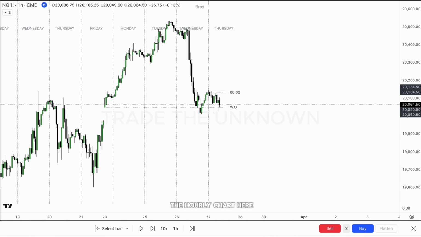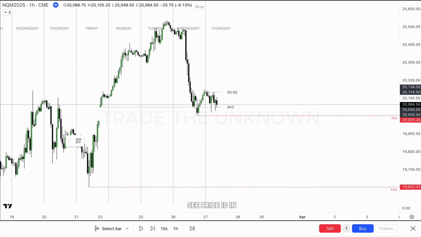So now we're on the hourly chart here, and I just wanted to show you how you can actually fractalize this and use it in your trading as well. So the way to think about it is really simple. If we're using monthly highs and lows on the daily chart, well, on the hourly chart, we can simply use daily highs and lows, right? So as you can see, price is in a sell program here, and I've gone ahead and marked out this previous daily low and this previous weekly low.